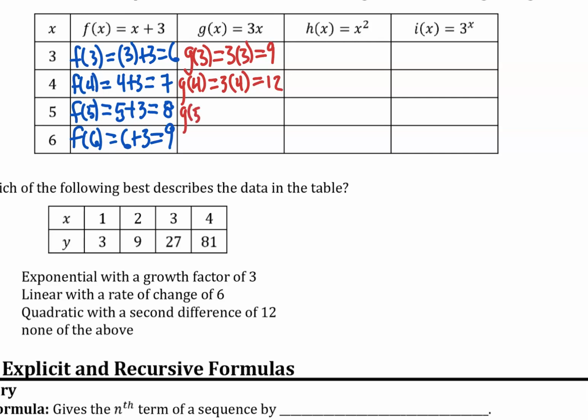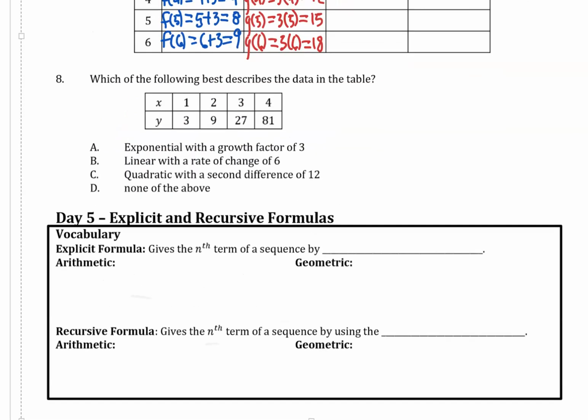G of 5, 3 times 5, that's going to be 15. And g of 6, this is going to be 3 times 6 equals 18. So this one is growing a little bit faster than the last one. How about this next one though?